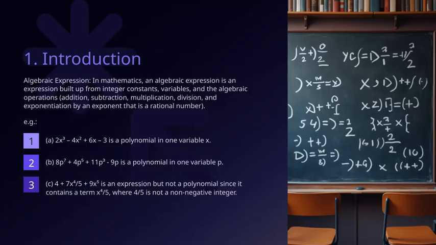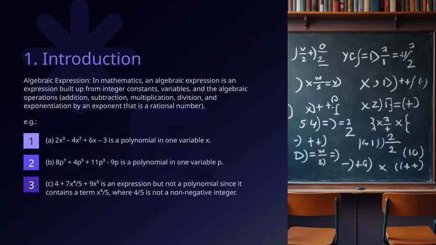Let's talk about algebraic expressions. In mathematics, an algebraic expression is essentially a combination of constants, variables, and the basic operations like addition, subtraction, multiplication, division, and exponentiation. The key point here is that the exponents are rational numbers, which means they can be fractions, not just whole numbers. For example, consider the expression 2x^3 - 4x^2 + 6x - 3.